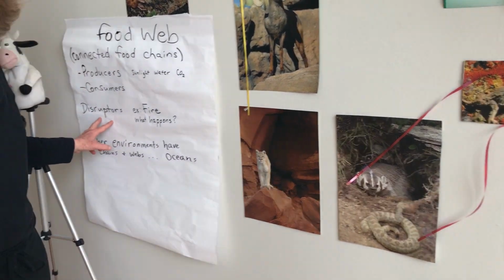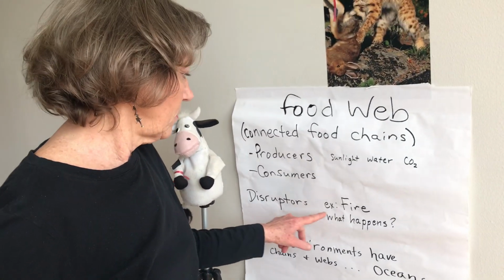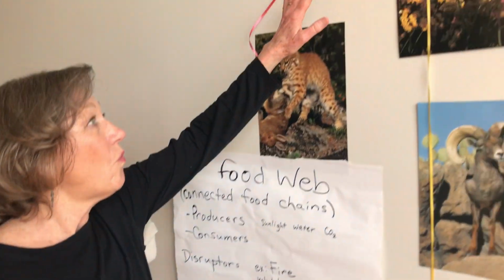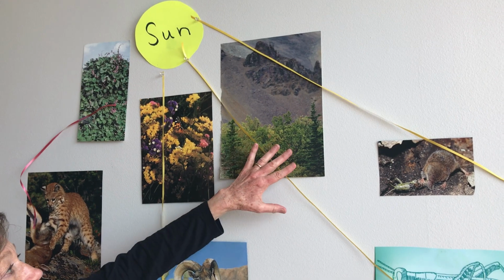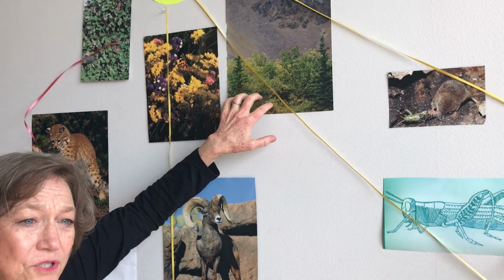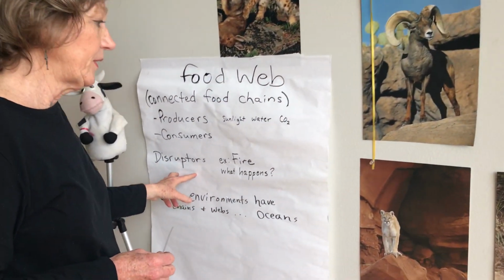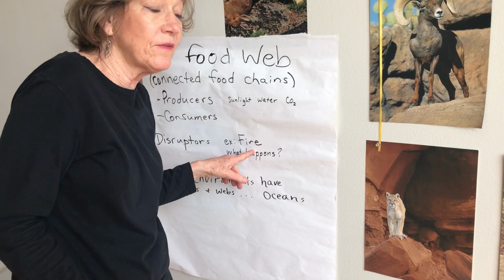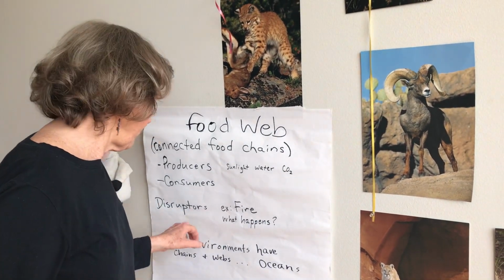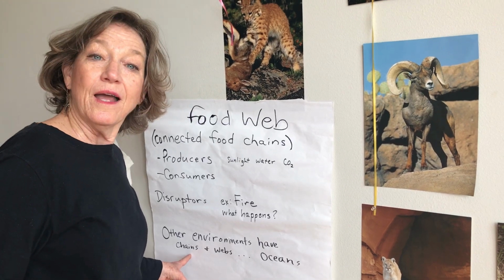Now let's talk about disruptors. Things that change the flow. A fire can come and wipe out the producers. So anything that's eating that producer in that area will either die off or have to go in search of its food in another food chain environment. And both situations happen, right? So disruptors. If there's not enough water in an area, if a drought, that's another disruptor. Same thing happens.